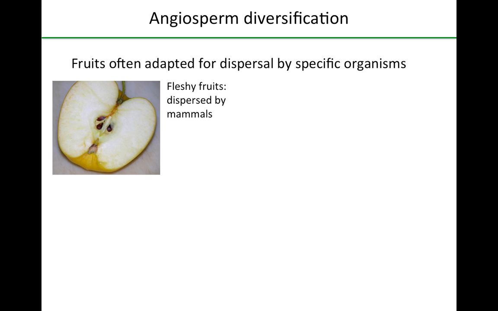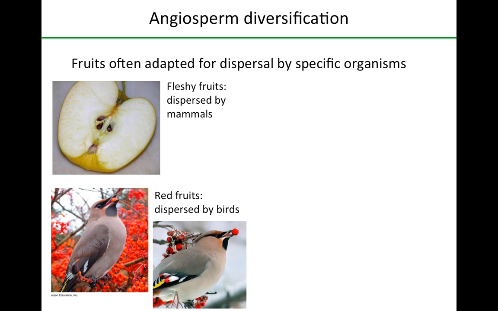So it's kind of interesting to think about some of the fruits and seeds that you see in nature and think about, wow, what are the animals that used to be able to disperse these? Because there must have been animals that were able to do that. Okay, we have fleshy fruits dispersed by mammals. Red fruits, especially berries, tend to be dispersed by birds. So those are the traits that birds are favoring.